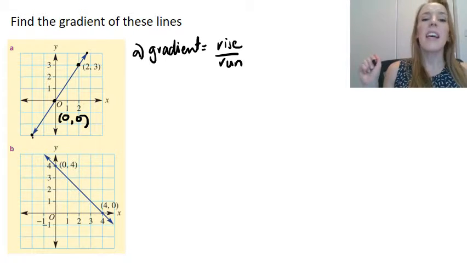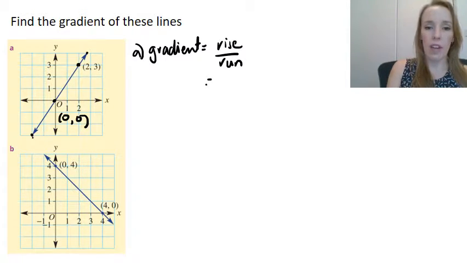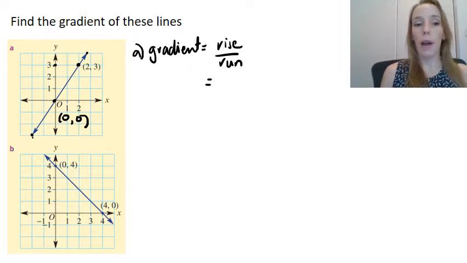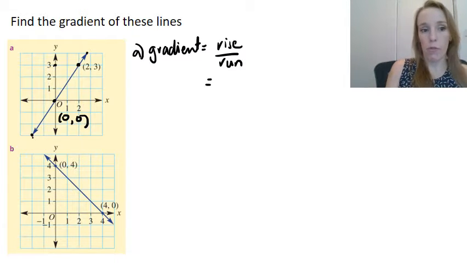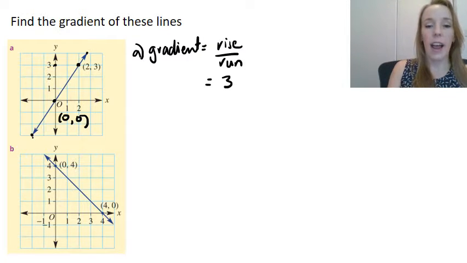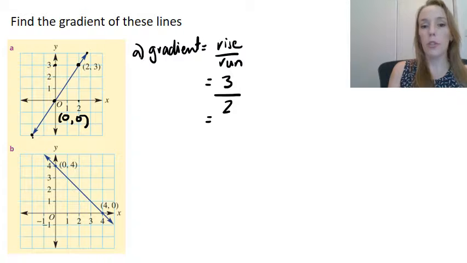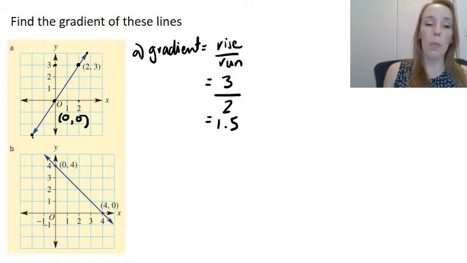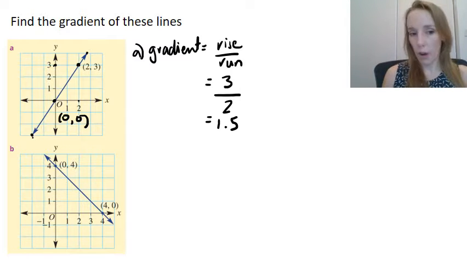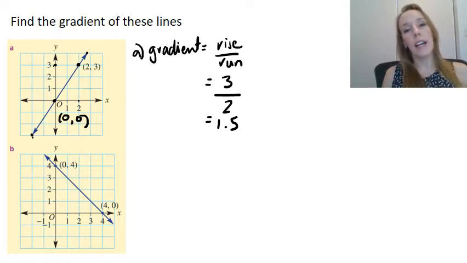So our rise is how much our y value has changed. It's gone from 0 up to 3, so our rise is 3 because it's increased by 3. And our run is our change in x, so it's gone from 0 to 2. So it's 3 divided by 2. Again, you can leave it as a fraction, or you can type it into your calculator, and you get 1.5. So our gradient is 1.5, and obviously it's a positive gradient because our y is increasing as our x increases.